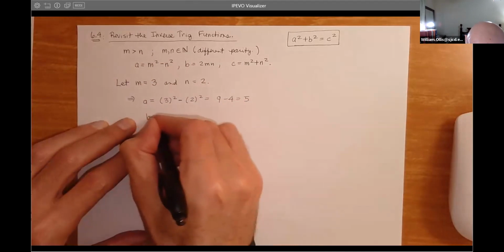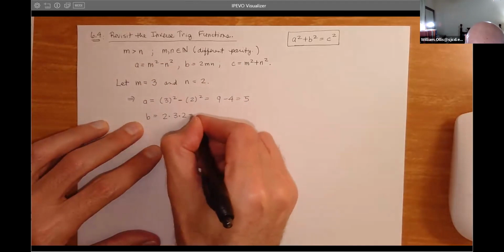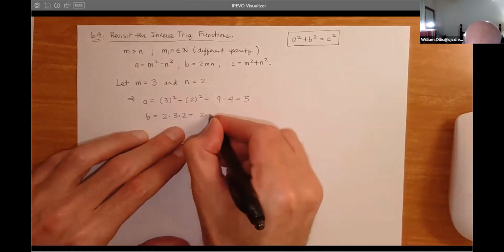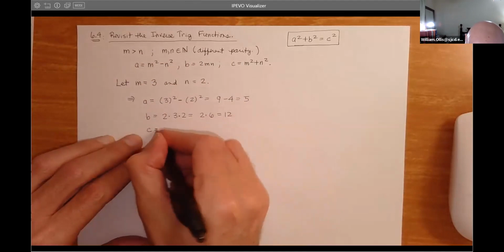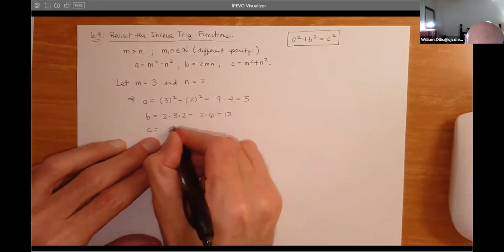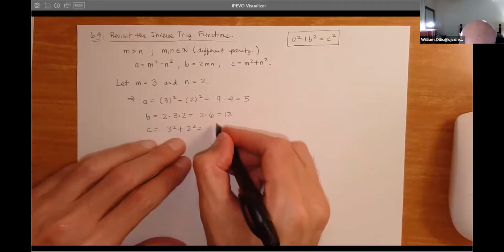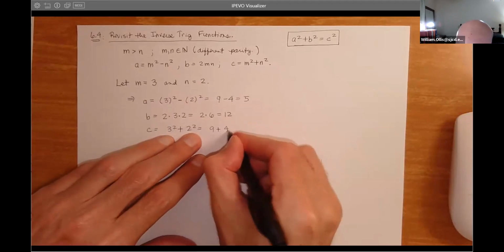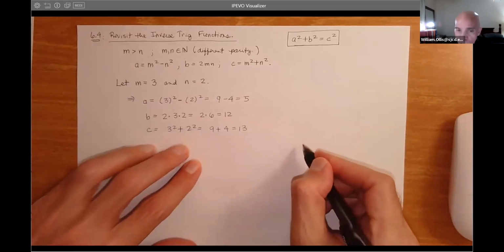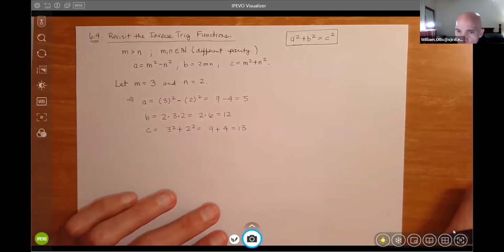And then we have b equals 2 times 3 times 2. So that's 2 times 6, which is 12. And c will just be 3 squared plus 2 squared. And this will give us 9 plus 4, which is 13. And there's a nice Pythagorean triple. This is a fascinating result.